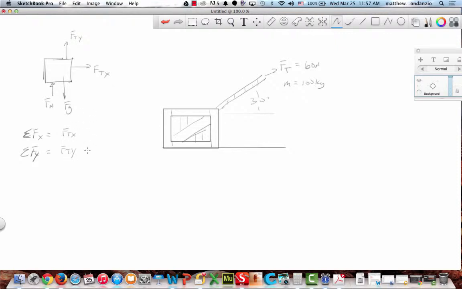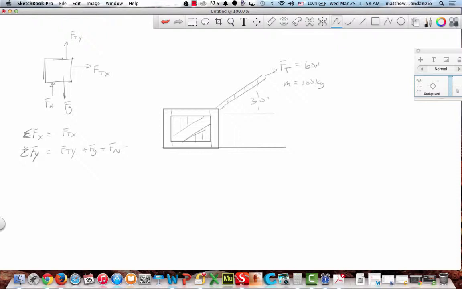Sorry, FG you said? FN, the normal force. Not the natural, the normal force. I know where people get it, I never have said natural, but everyone says natural force. No, normal force. Okay. In this case, what is this going to equal? We don't necessarily know, but we're going to assume that it equals 0.